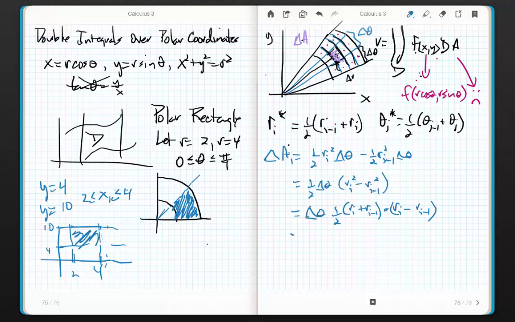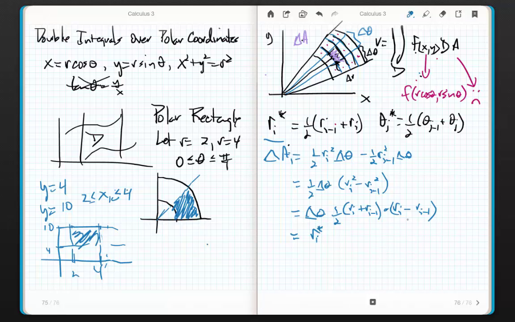Once I have that, look at what happens. Well, 1/2 (r sub i plus r sub i minus 1) is the middle of this delta r. So this actually spits out an r star. That's one of these guys. It's this guy right here. Whoop! That's it. I just stole that.